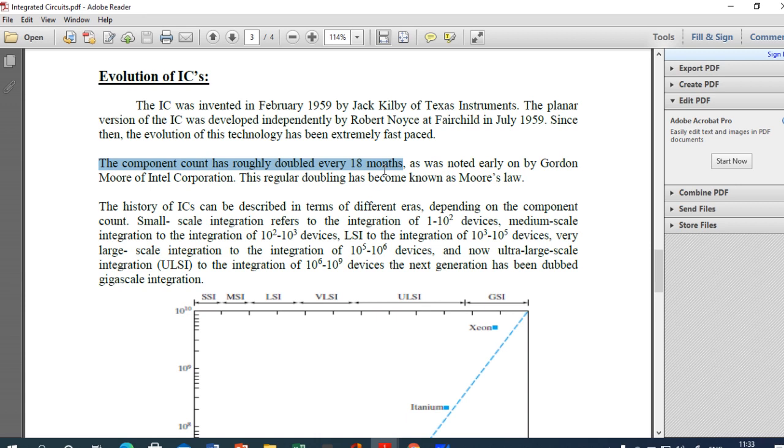According to Jordan Moore, he predicted this, and it is being proved true that every 18 months the size of the IC remains the same, but the number of transistors in that IC is doubled. This is called Moore's law. According to Moore's law, the component count has roughly doubled every 18 months on the same integrated circuit.